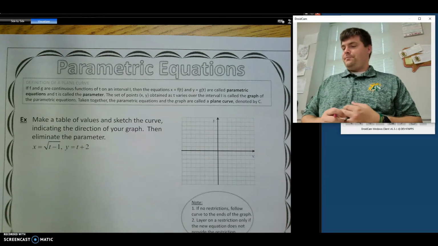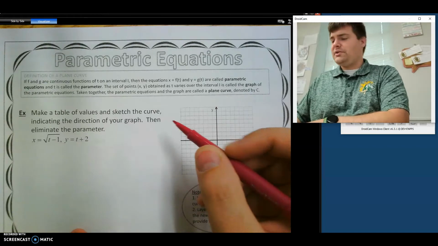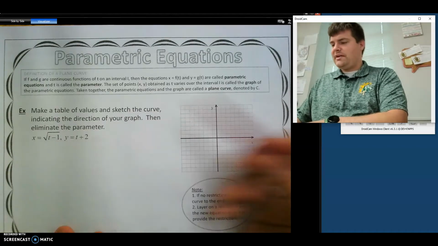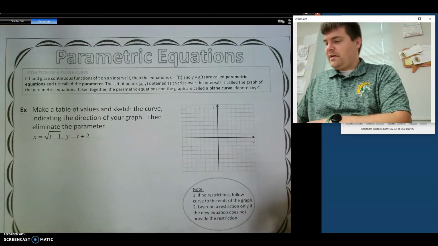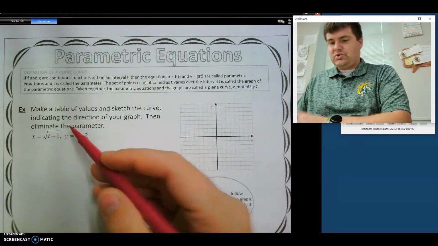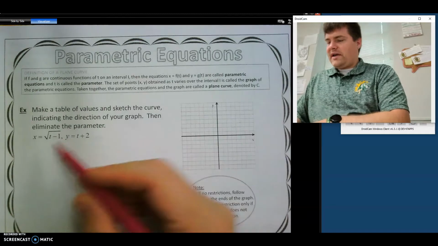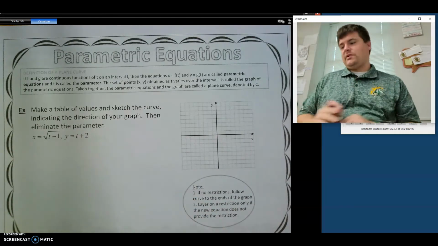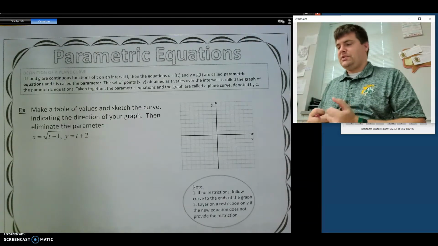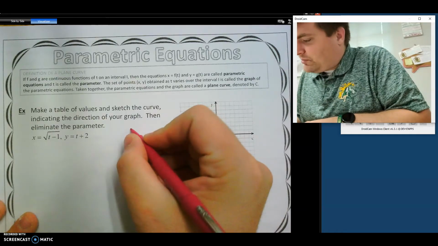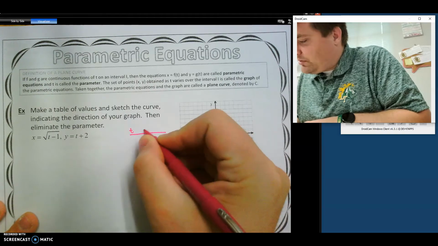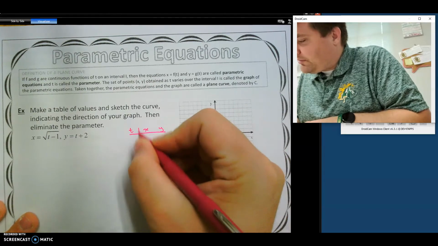So we're going to go ahead and go through it. All we're going to do is make a little table of values and sketch this function. And then I'll go ahead and solve this into Cartesian coordinates so you can see what the relationship is. So if I were to make a little chart here, if t equals this, well, what is x equal? What does y equal? We'll plot that point.